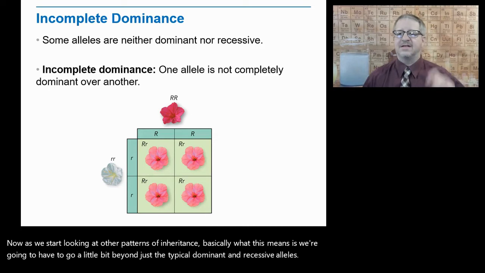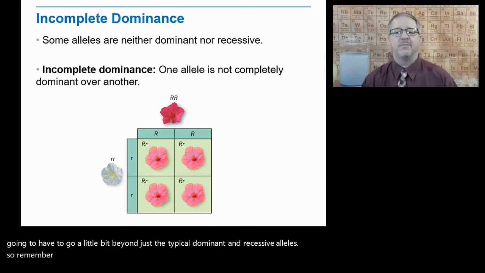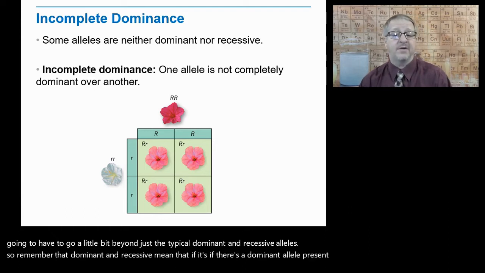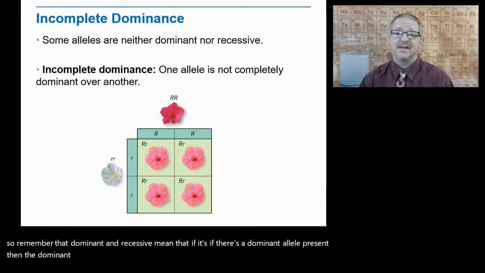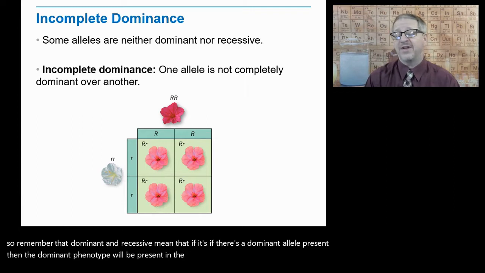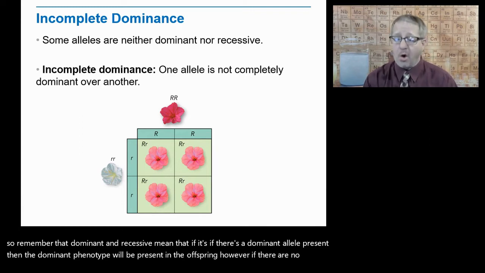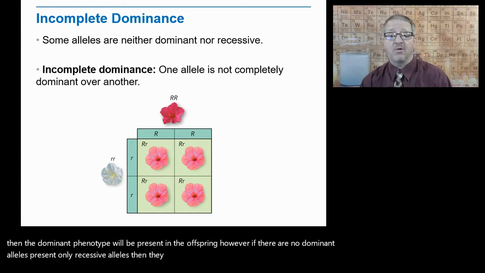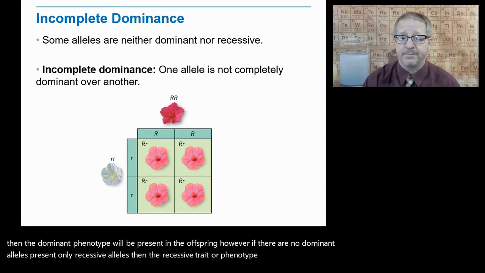So remember that dominant and recessive mean that if there's a dominant allele present, then the dominant phenotype will be present in the offspring. However, if there are no dominant alleles present, only recessive alleles, then the recessive trait or phenotype will be expressed.